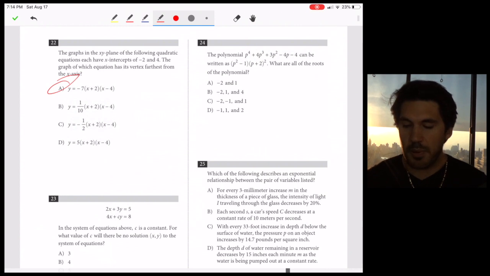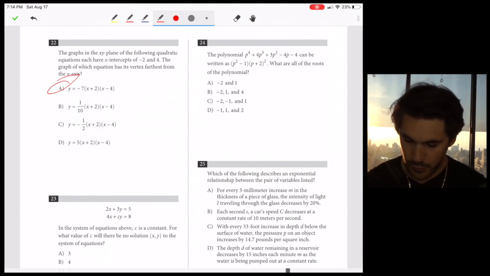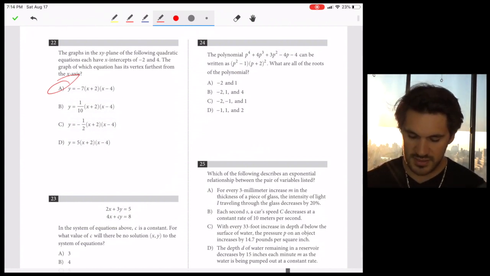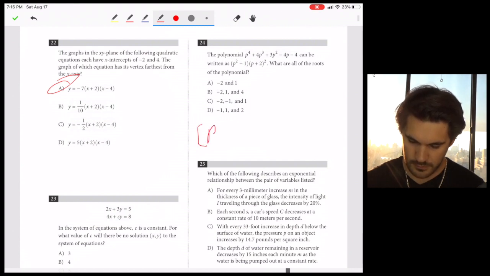Number 24, the polynomial p to the fourth plus 4p cubed plus 3p squared minus 4p minus 4 can be written as p squared minus 1 times p plus 2 squared. What are all the roots of the polynomial? Just set what they've given you equal to 0. p squared minus 1 times p plus 2 squared equals 0.